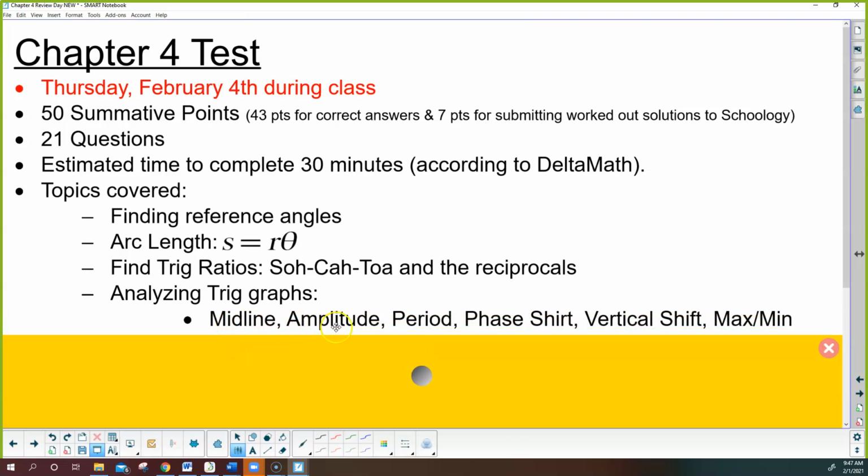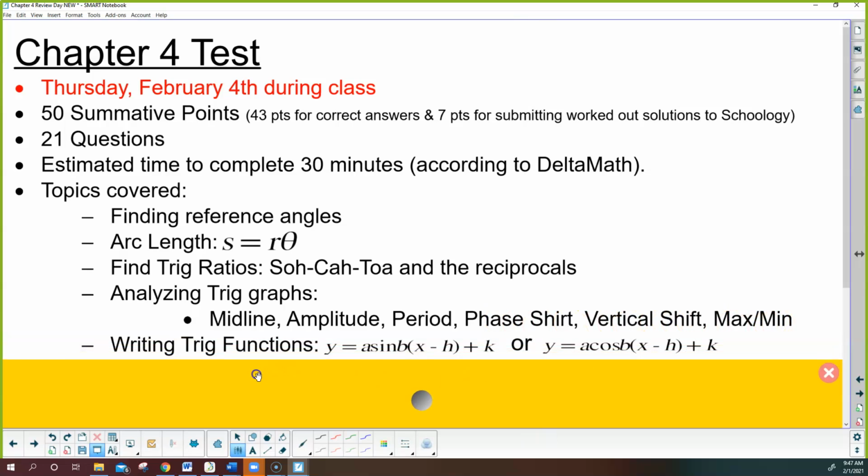Right? Can you find the midline, amplitude, period, phase shift, vertical shift, max, and min? And then can you write the trig function? If I give you a graph, can you do what we just did in the warm-up and write it in the form of A, B, H, and K for sine or cosine?